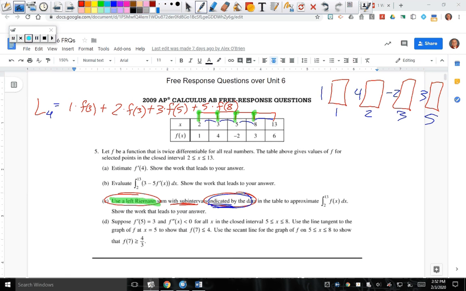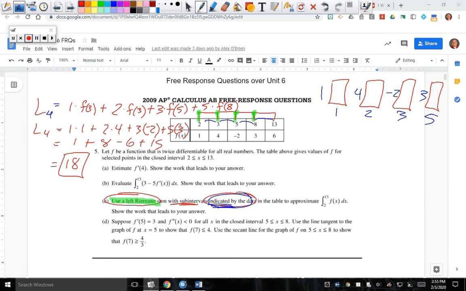Okay? And yes, some of you might look at this and be like, oh, this is just going to be 1 times 1 plus 2 times 4 plus 3 times a -2 plus 5 times 3. This is L sub 4, and let's see what we get. What is that? 1 plus 8 minus 6 plus 15. 2, 3, 18. So 18 would be the answer.